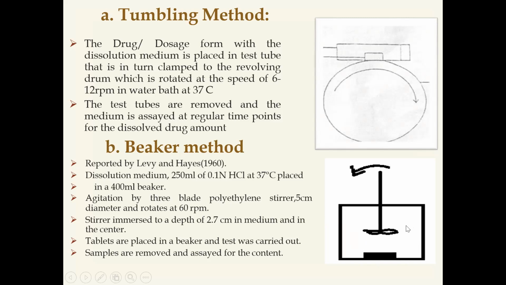In this beaker method also, we are maintaining temperature. That is, the temperature bath is adjusted to 37 degrees centigrade plus or minus 1 degree. So in this beaker method, take the dissolution medium, 250 ml of 0.1 normal HCl at 37 degrees centigrade, placed in a 400 ml beaker. After that, agitation is done by a 3-blade polyethylene stirrer. This is the stirrer, and this will rotate at the speed of 60 RPM.